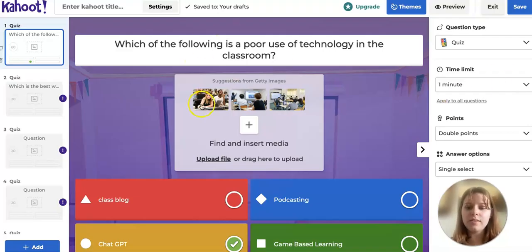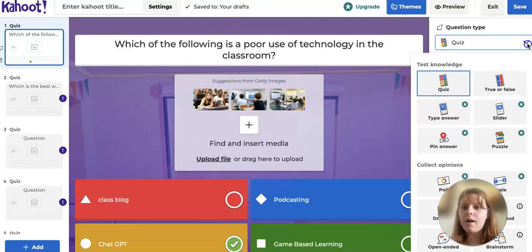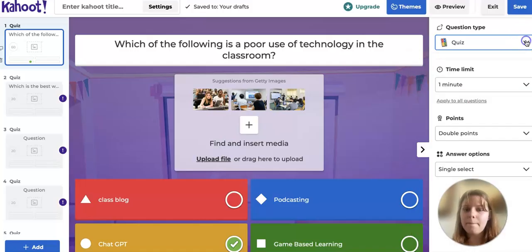I wrote this first question. I used the quiz type because I have multiple choices. And I wanted the time limit to be a minute so that you guys could have a minute to actually read the question, understand it, and choose the right answer. And I decided that you guys should have double points for this because why not? I'm a great teacher, you know?